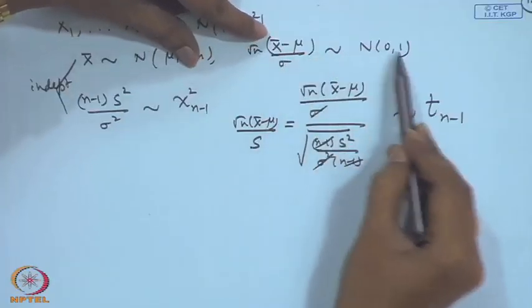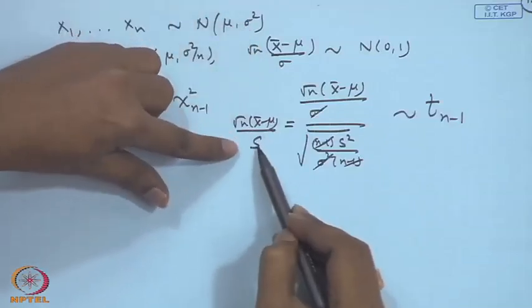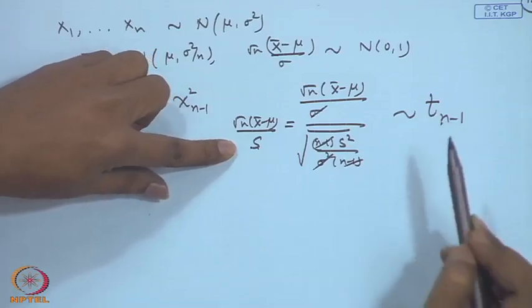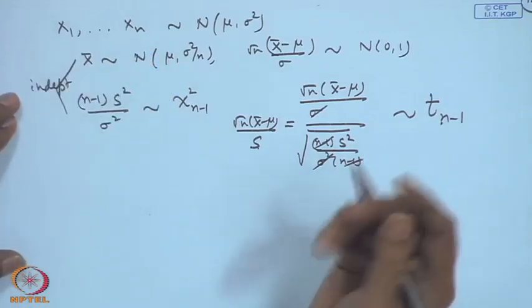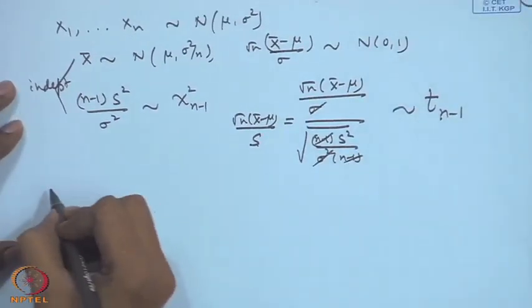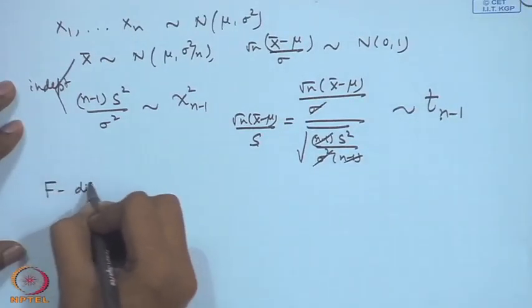So, here you differentiate: root n (x bar minus mu) by sigma is normal 0, 1, while root n (x bar minus mu) by s is t distribution on n minus 1 degrees of freedom. So, this is a sampling distribution. To the end, I will define one more distribution, that is called the F distribution.